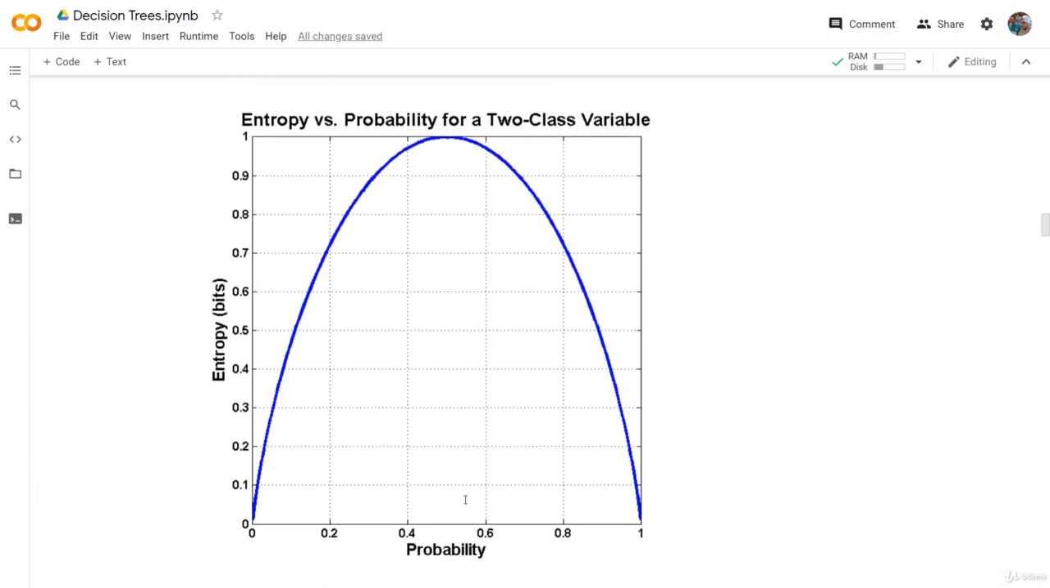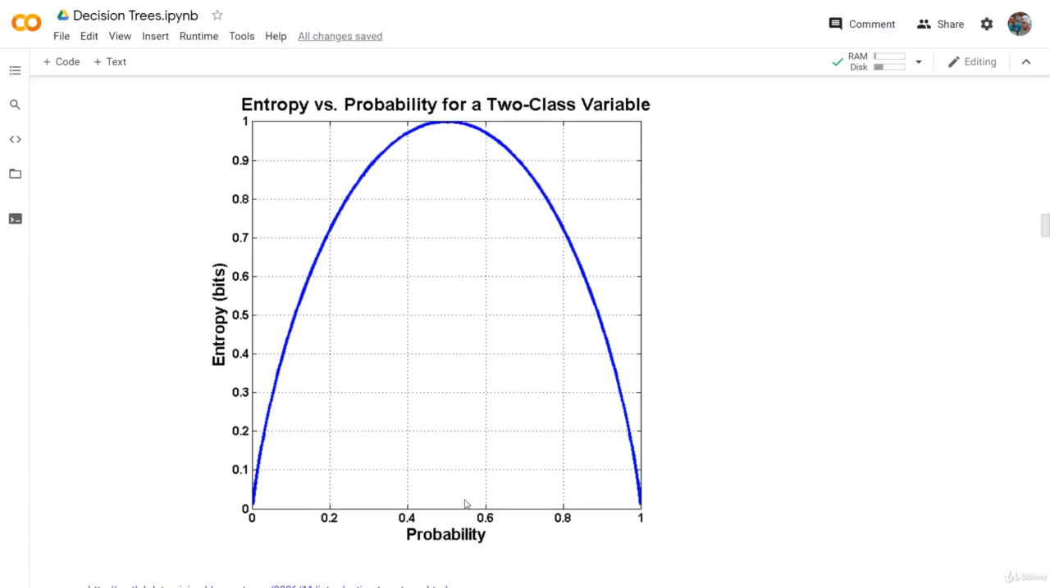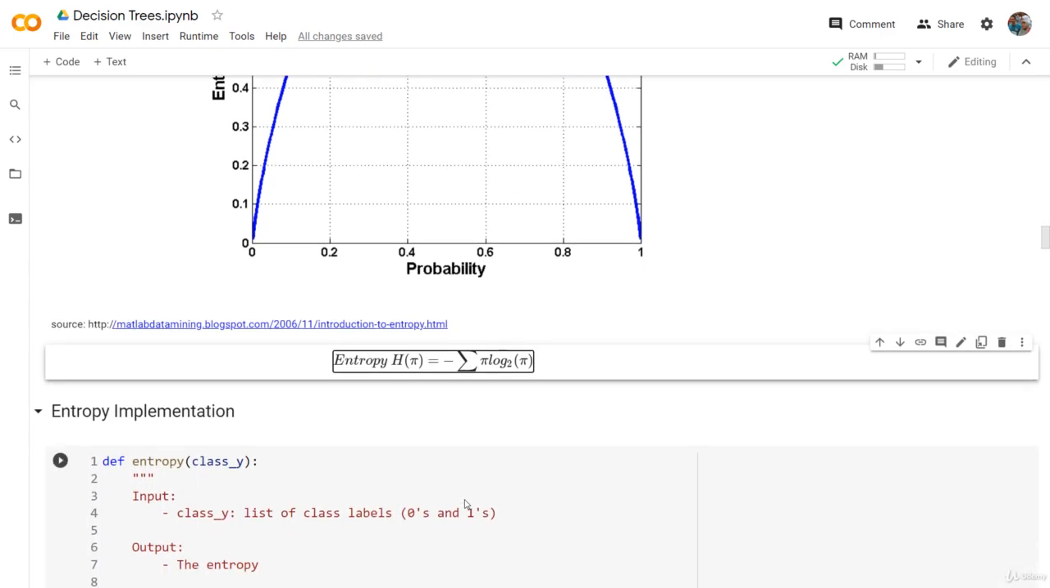The entropy is maximum when all the events are equiprobable. If we have 3 classes, for example, it will be maximum when each of them has a probability of 33.3%. If we have 4 classes, the maximum entropy will be when we have 25% probability for each class. So this is the concept of entropy, and we will see now why it's important for decision trees. But first, let's try to implement the entropy.